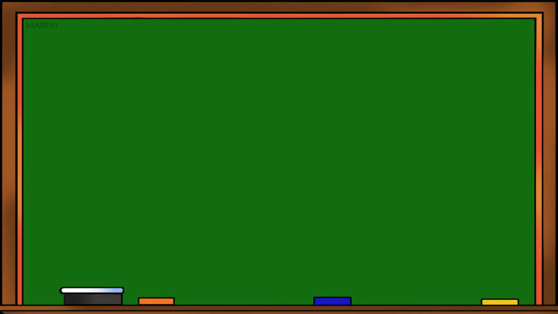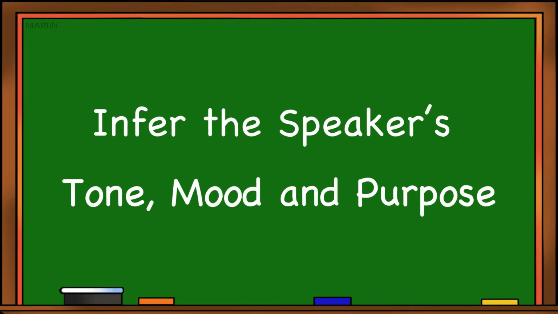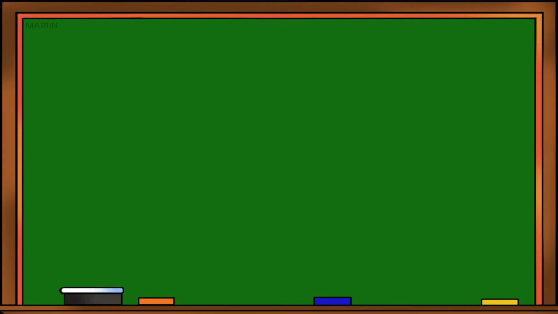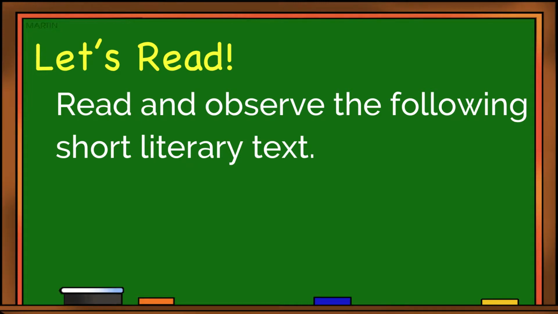Now, to help you further improve your reading skills, let us focus on this lesson, on how the reader infers the speaker's tone, mood, and purpose in the literary piece. This will help you better understand what you are reading. Before we proceed to our lesson, I want you to read and observe the short literary piece. Identify the feeling it gives you as a reader and the atmosphere of the given text. I will give you 2 minutes for this. Are you ready? Okay, let's start.